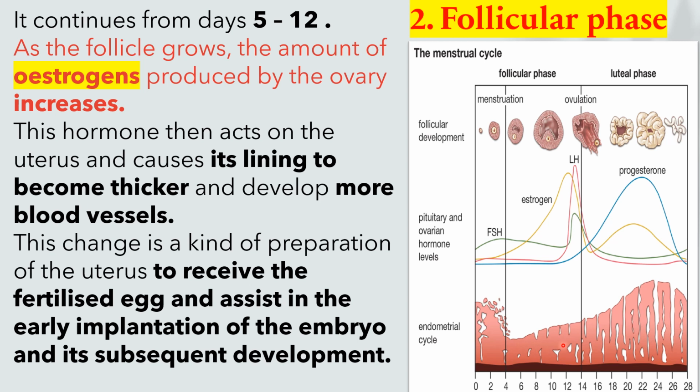Here you can see that due to the action of estrogen, uterus lining becomes thicker and develops more blood vessels. This change is a kind of preparation of uterus to receive the fertilized egg and assist in the early implantation of the embryo and its subsequent development.